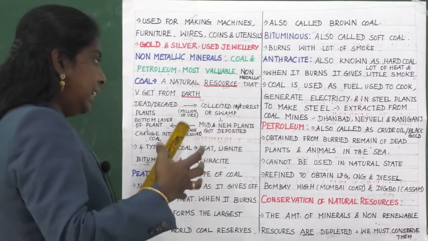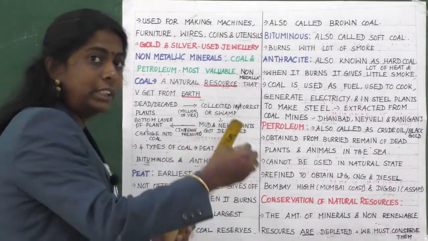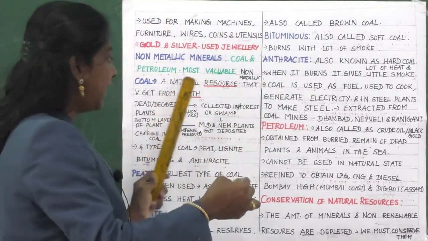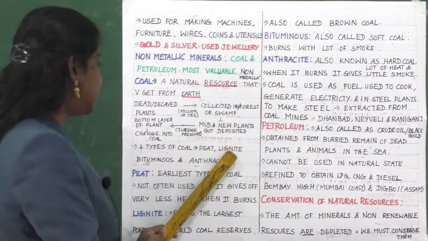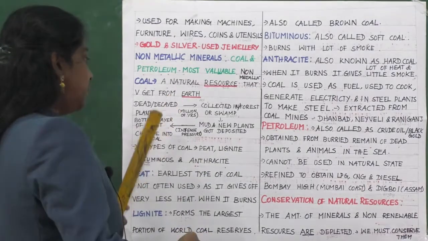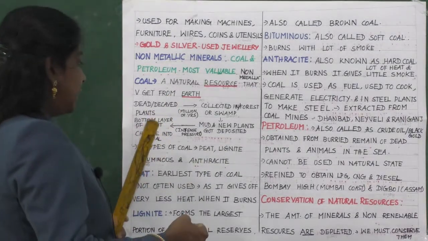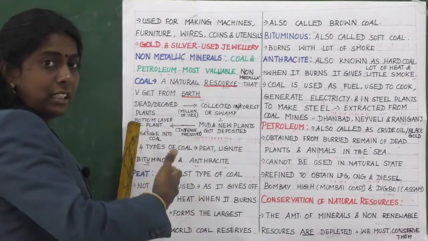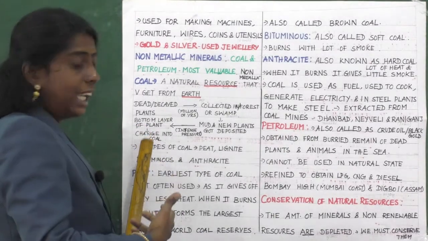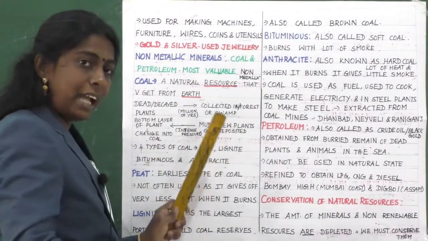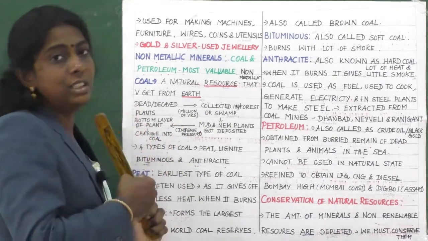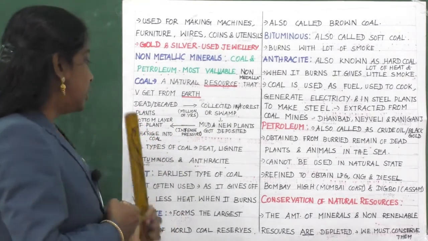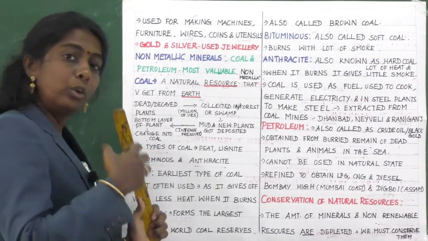Then when an intense pressure is applied to this dead and decayed plants and the mud and new plants, then at the bottom layer you will be getting coal. That mixture, the dead and decayed plants and the mud and new plants, will change to coal after millions of years. Okay. So, this is how we are getting coal.